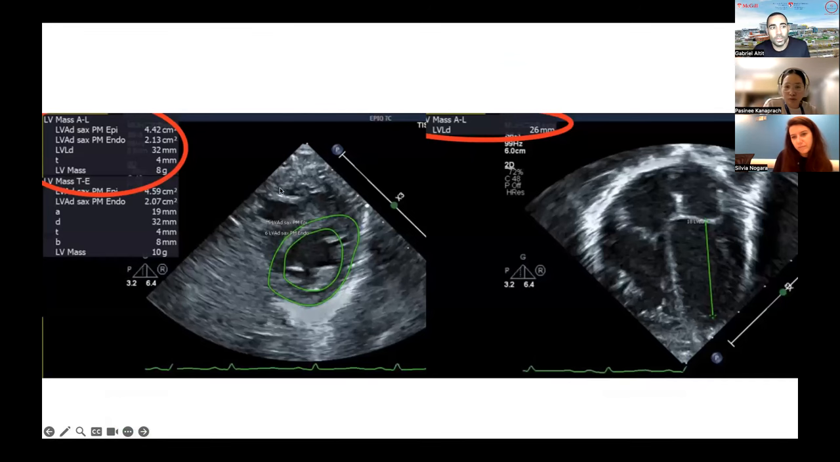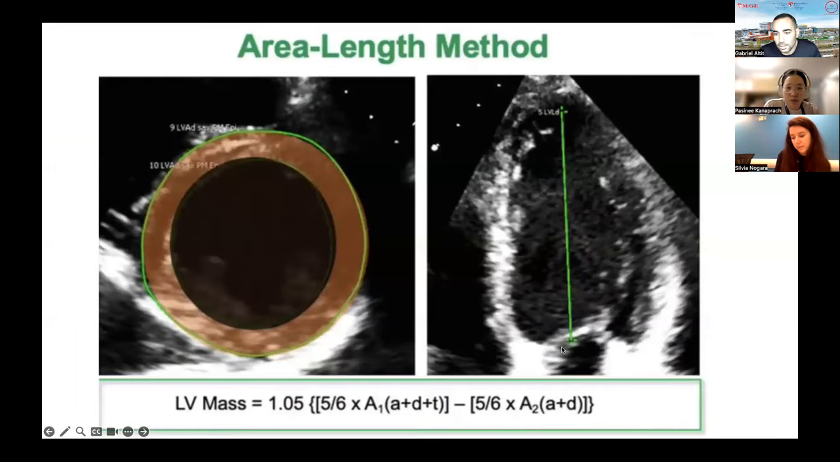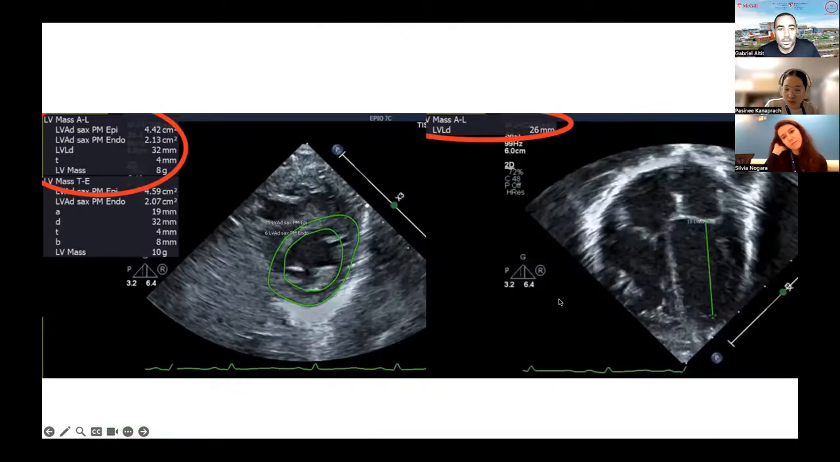So this is an example where we do it on TAPSE. So that's LV mass area length, where you go in short axis at the papillary muscle view, you trace the area of the epicardium and the area of the endocardium. And then you go into the four chamber view in diastole, and you measure your length from the mitral valve to the apex, and it will provide you an estimate of the LV mass in grams. So you can see this representation here.